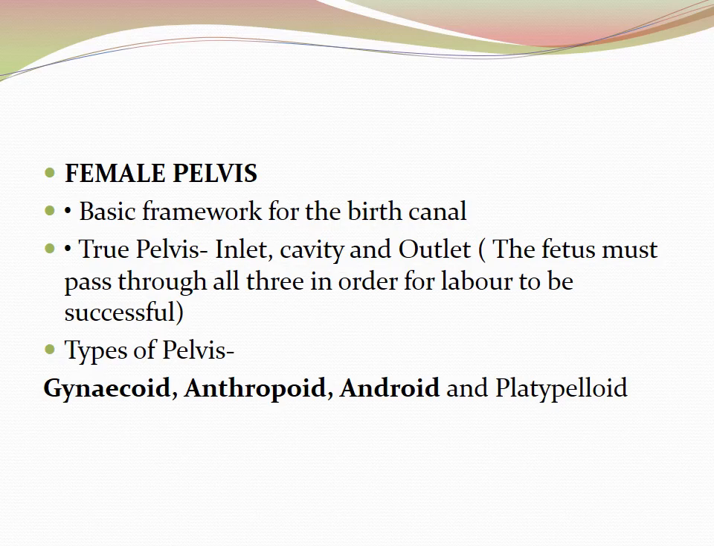The female pelvis is the basic framework for the birth canal. True pelvis consists of inlet, cavity and the outlet. The fetus must pass through all the three in order for labor to be successful. There are 4 types of pelvises: gynecoid pelvis, anthropoid pelvis, android pelvis and platypelloid pelvis.